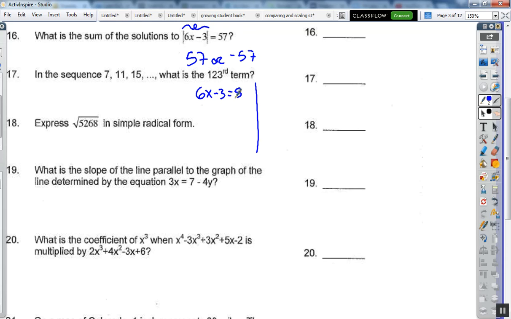Well, what is negative 3 plus 8? It's positive 5. So we know we have 10 to the 5th. And so on this side, we actually have to solve both of these simultaneously to find solutions. We have 6x minus 3 is equal to positive 57 or 6x minus 3 is equal to negative 57.